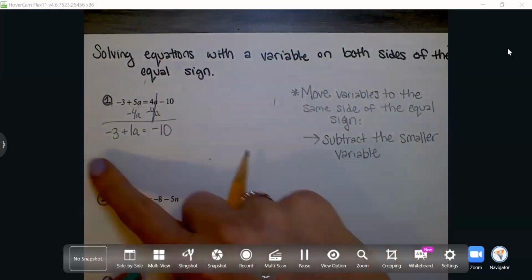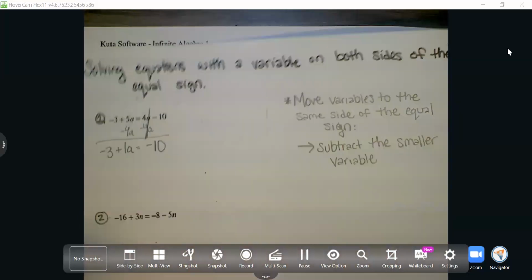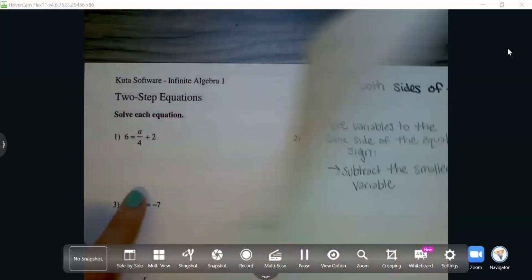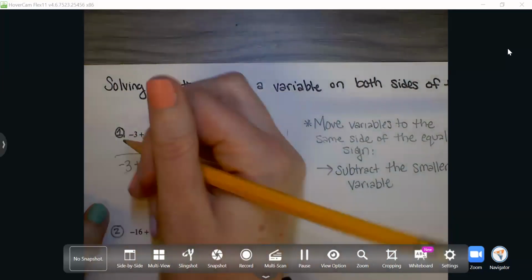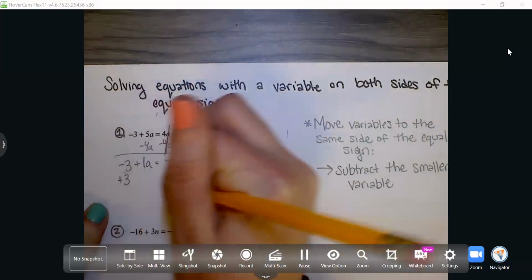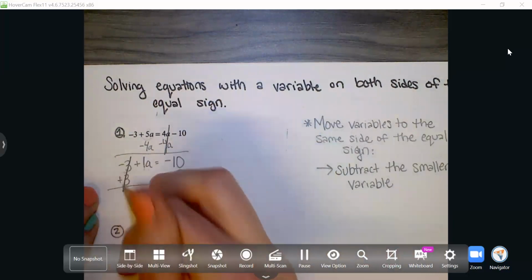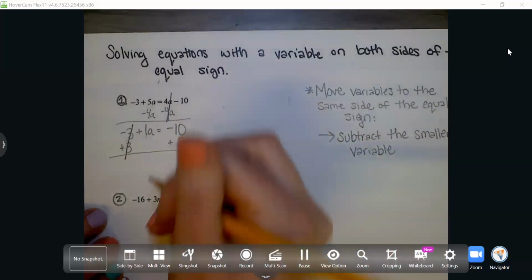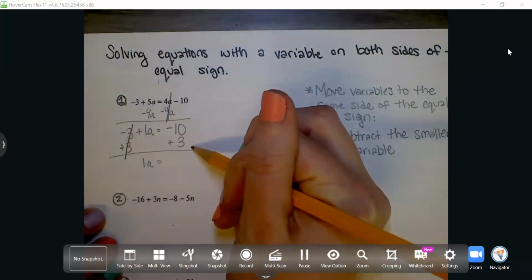After that, I'm going to start using my inverse operations to solve for a, just like what you were doing on the inside of this packet. I have to think about what numbers are on the side with a, and how do I get rid of them. Negative 3, the opposite of negative 3 is positive 3. I'm going to add 3 to both sides. That way these 3's cancel. I'm left with 1a equals negative 7.